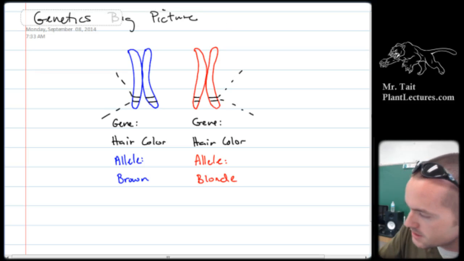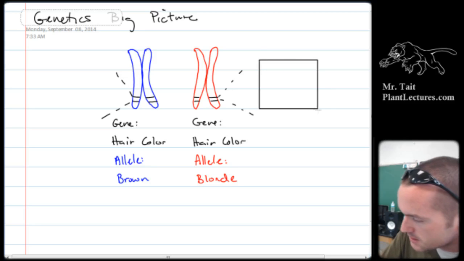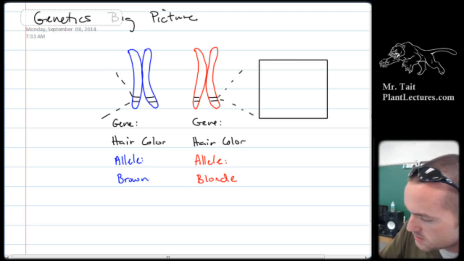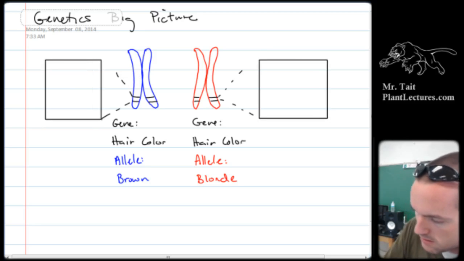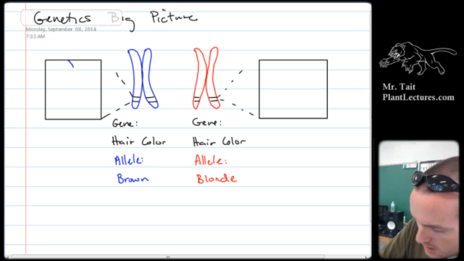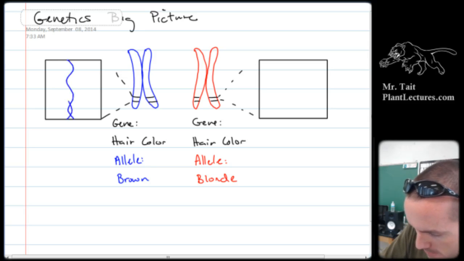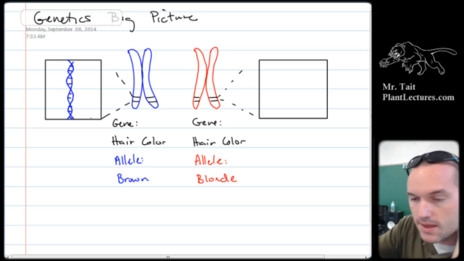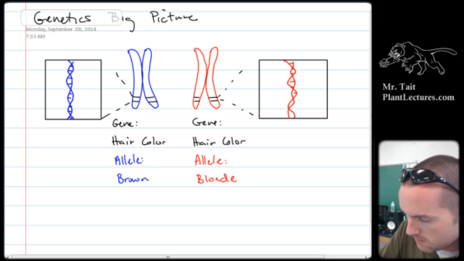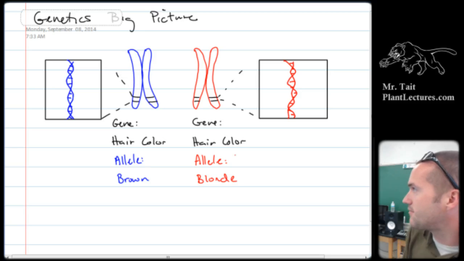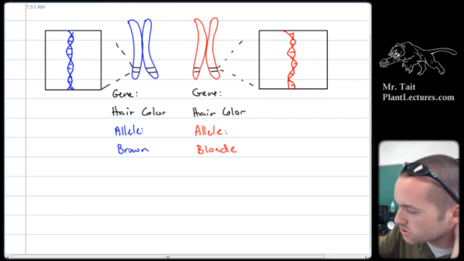And it just so happens that this area represents a sequence of DNA. So in this area here, you've got, on this side, a double helix of DNA. And on this side, you've got a double helix of DNA. That corresponds to this specific gene. Okay? We're going to magnify it even more. We're going to look even closer at this.